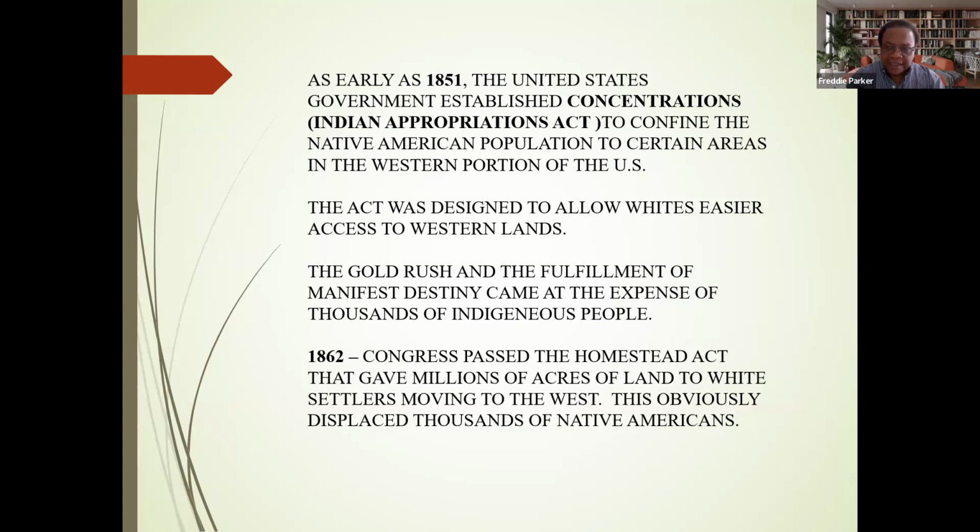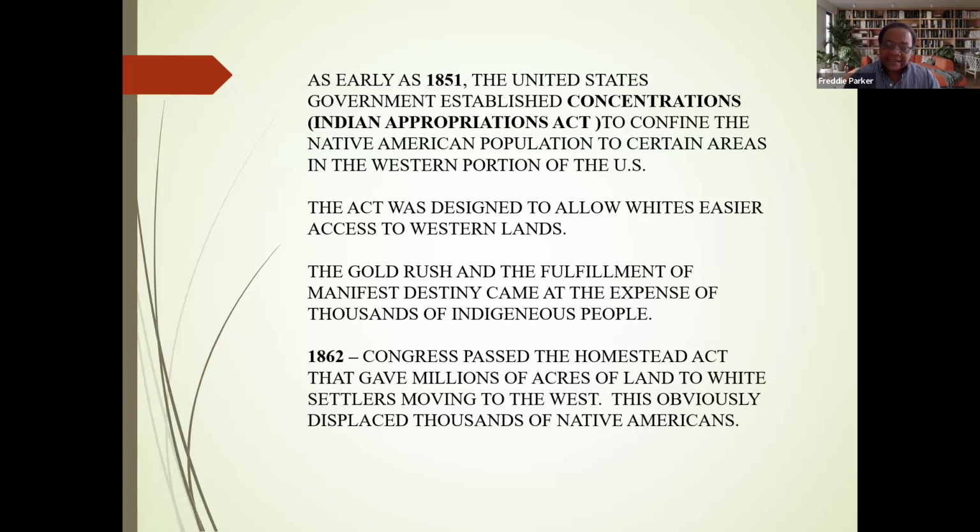We'll concentrate them in this area and in areas that were least favorable for cultivation of land, with little access to waterways and so forth, to allow whites to make it to those areas in the Midwest and in the West. Access to Western lands: in 1862, Congress passed the Homestead Act, that many of us knew about, that gave millions of acres of land to white settlers moving to the West.